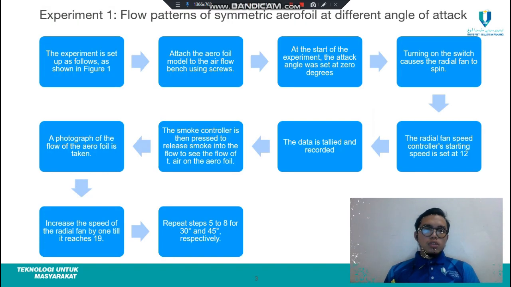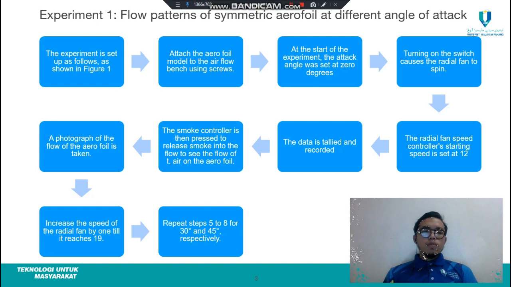This is the process of the experiment. At first, the experiment is set up as shown in figure 1. Next, attach the aerofoil model to the airflow bench using screws. To start the experiment, the angle of attack was set at 0 degrees, and turning on the switch caused the radial fan to spin. The radial fan speed control starting speed is set at 12. The data is tallied and recorded, and the smoke control is then pressed to release smoke into the flow to see the flow of the air on the aerofoil.